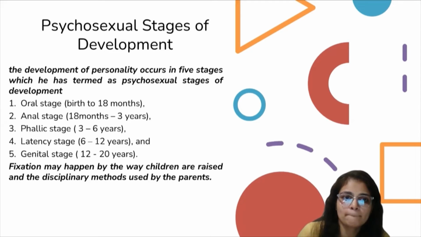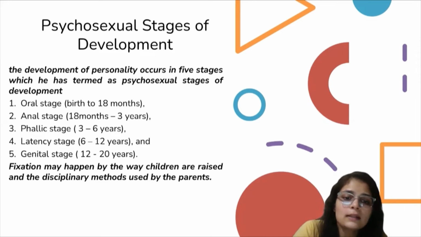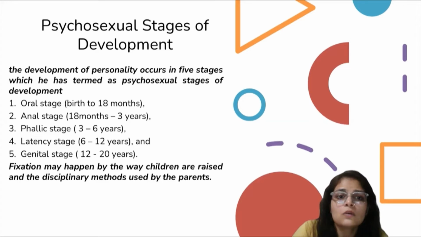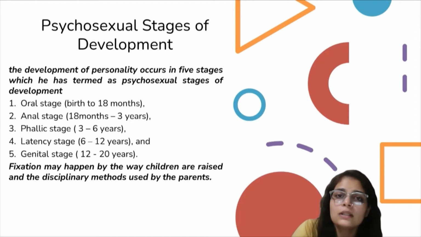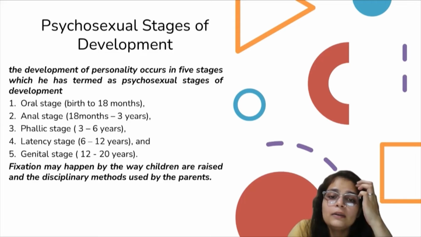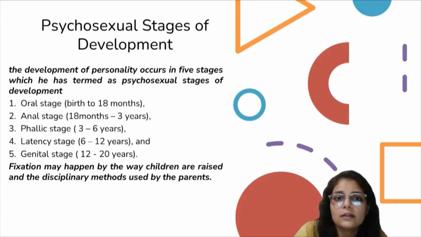As I told you, fixation depends on the way a child is raised and the disciplinary methods used by their parents while raising them. So if a parent is very strict about toilet training in the anal stage, then the individual will have a very orderly, rigid, and obsessive kind of personality as an adult. And if the parent is very lenient about toilet training, then it will lead to a very messy or destructive personality as an adult.